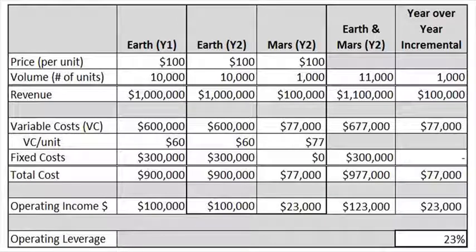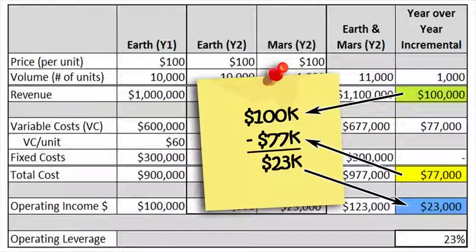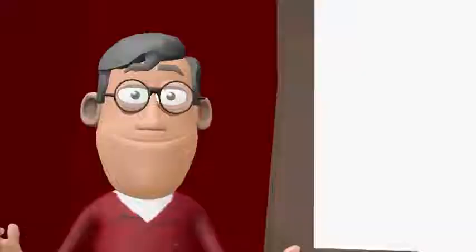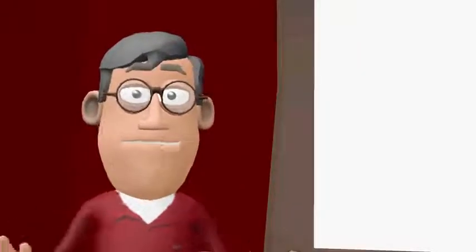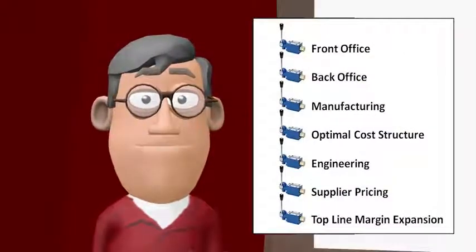Operating leverage is all about incremental change. In this case, incremental revenue remains unchanged at $100,000, increasing incremental variable cost, increases incremental total cost, and decreases incremental operating income to $23,000. $23,000 is a much smaller percentage of total revenue than the previous $40,000 and reduces operating leverage to 23%. Remember, our goal is 45% operating leverage. What other levers can we apply to increase our operating leverage from 23% to 45%?